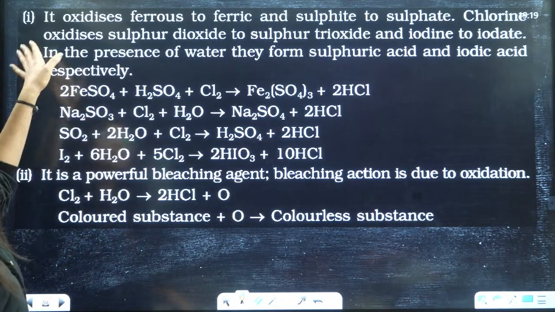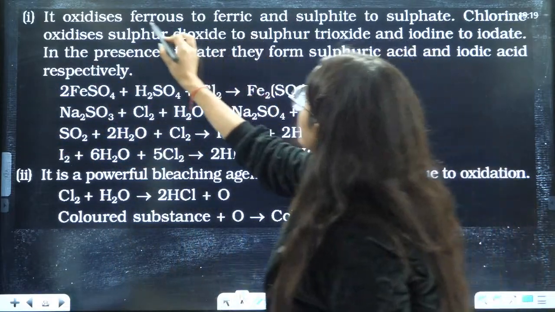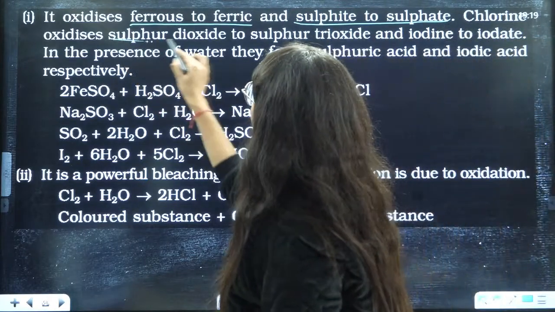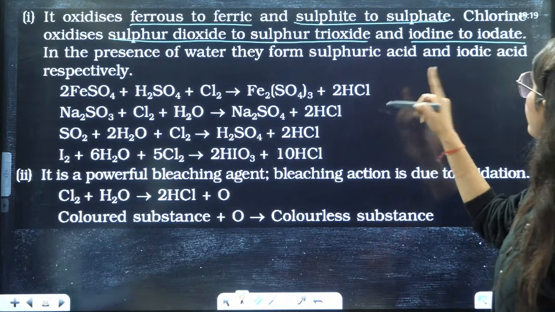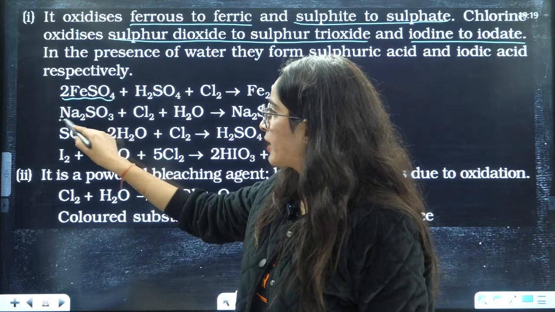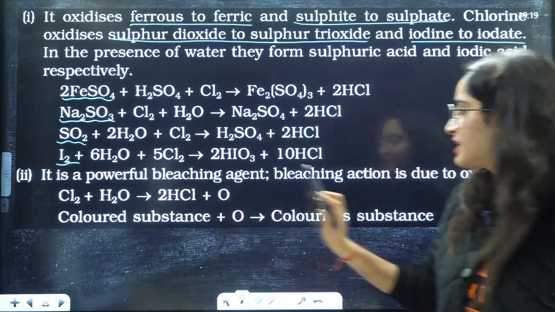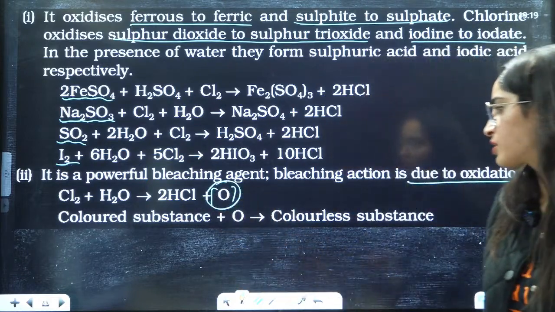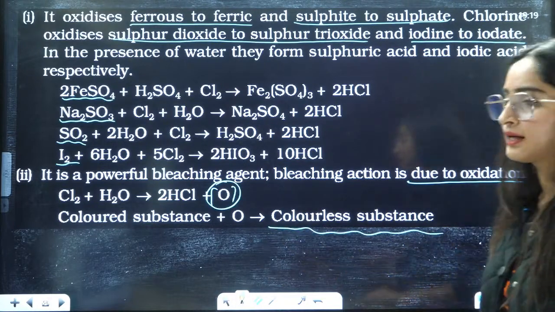Now, next, if you have ferrous, it will oxidize it to ferric, right? Sulfite to sulfate. Chlorine oxidizes sulfur dioxide to sulfur trioxide, iodine to iodate, right? In the presence of water, they form sulfuric and iodic acid respectively. So all of these things are important: FeSO4, Na2SO3, SO2 and I2. It is a powerful bleaching agent. Bleaching action is due to oxidation because it produces nascent oxygen, right? Colored substance plus nascent oxygen will turn colorless.